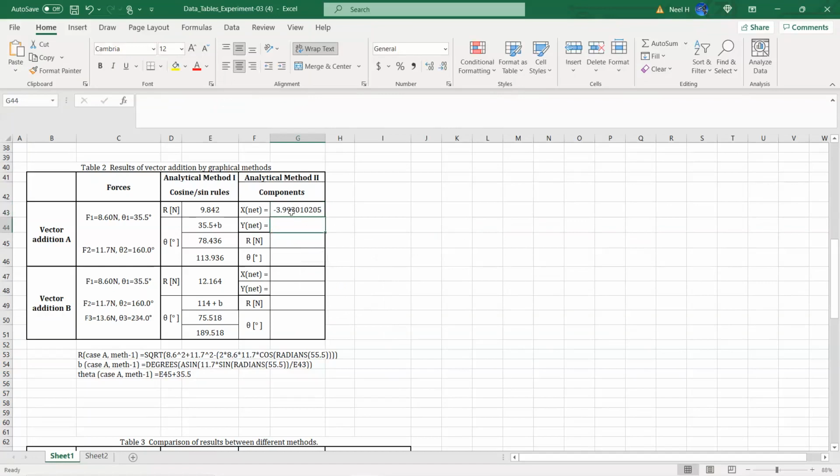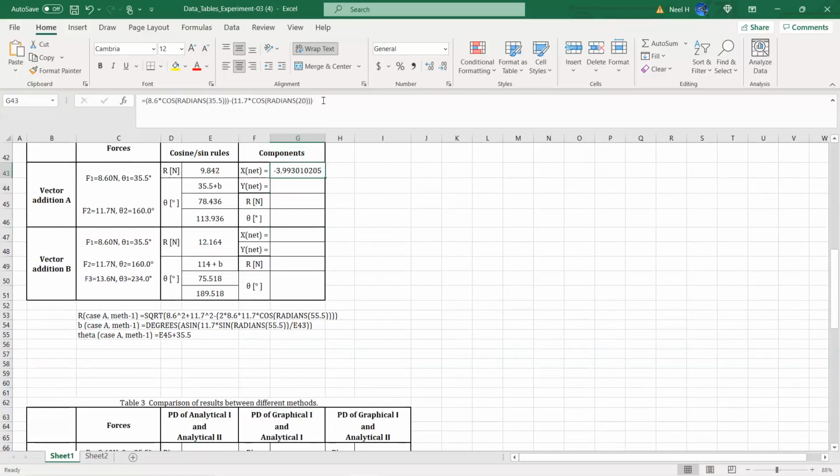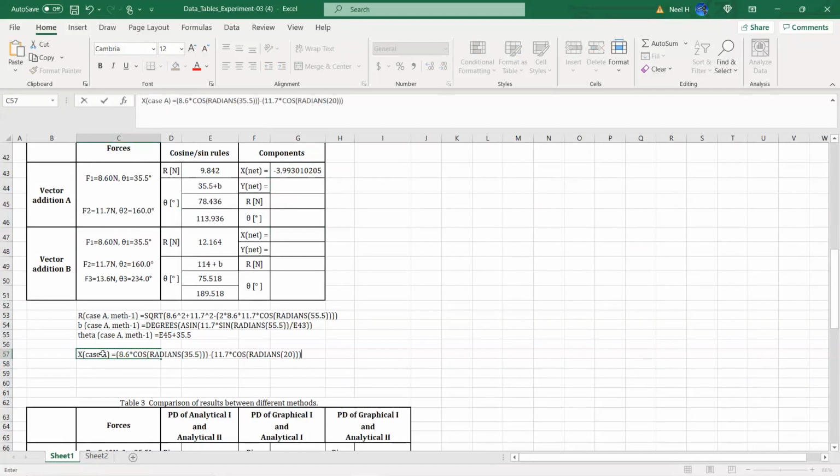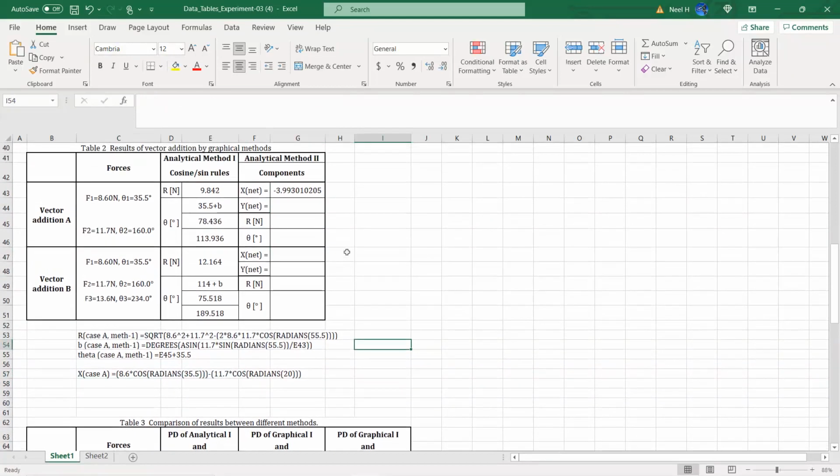That is negative, which means the x resultant is in the negative direction, right? That's totally fine. Whichever is larger, you will see that sign. So that function I need to include here. Let's put it here. That's going to be x. We can say x for case A. We don't need to say method 1 or method 2 because when we're calculating x, we know that's going to be the component method.